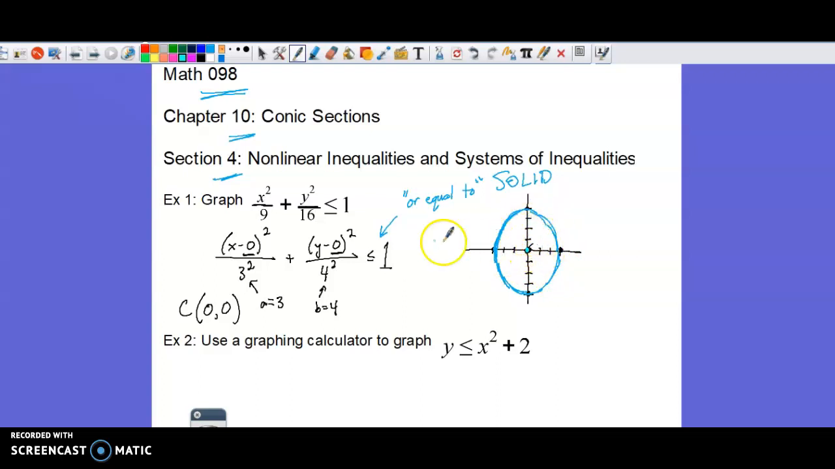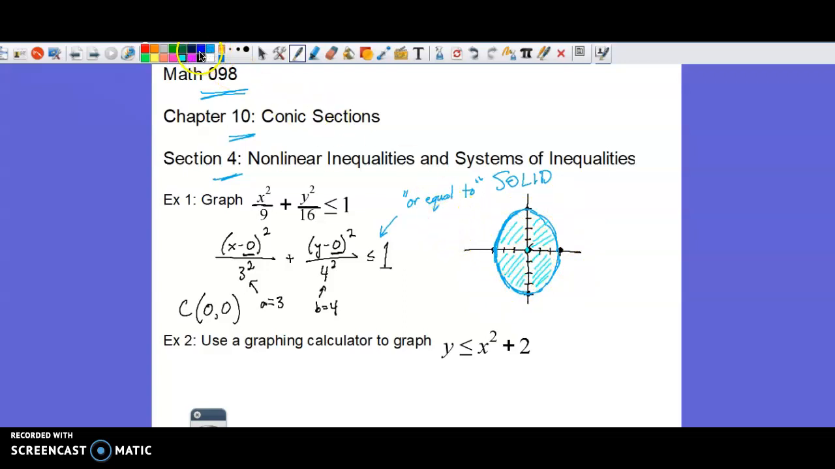It makes the most sense to plug in 0, because 0 to any power is 0. Divide by 9 is still 0. Same with this 0. Plugging in 0 and 0, that's why I put a point at the center on this problem. Is it true that 0 plus 0 is less than or equal to 1? Yes, that's true. So we need to shade inside of our ellipse, because the point that we selected was inside and it was a point that worked. So any point that's inside that ellipse will work.